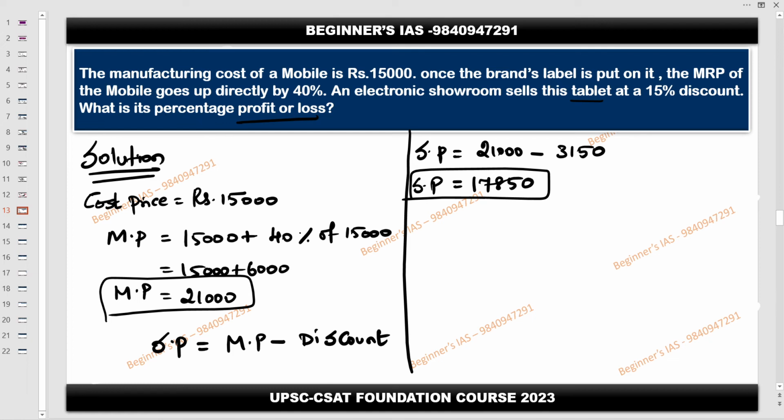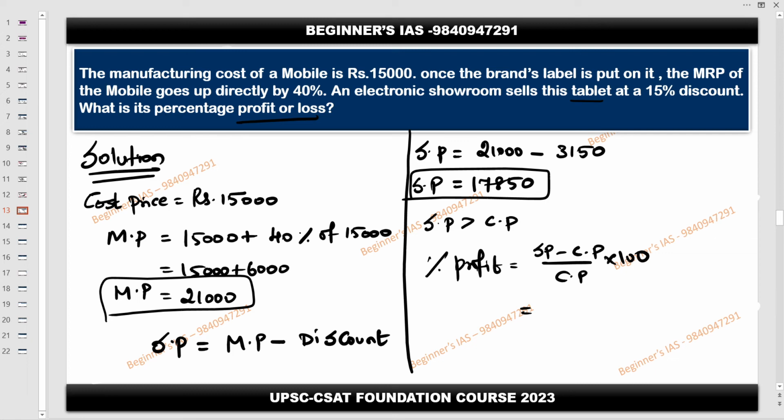Then the selling price is equal to 17850. Then here you can check. Obviously it gives you profit, isn't it? Selling price is greater than the cost price. So therefore we can calculate the profit percentage. How could you calculate? SP minus CP by CP into 100.